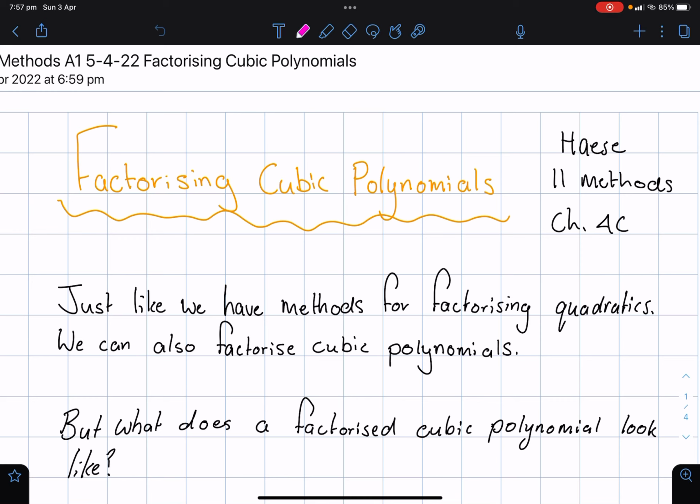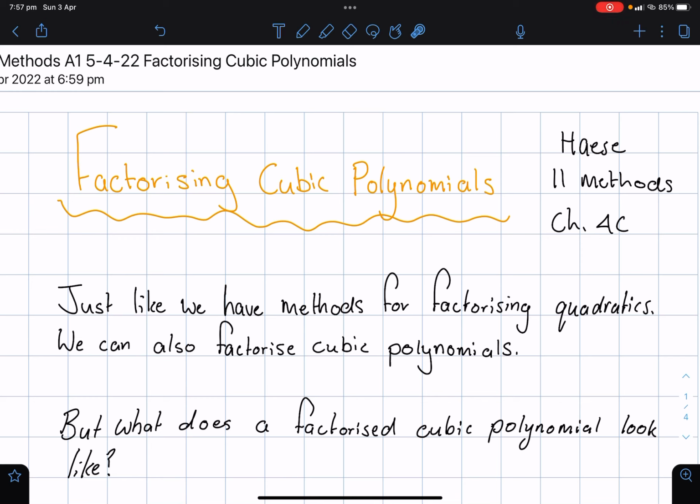If you're following along with the textbook, it's in the 11 Methods textbook, chapter 4C that we're looking at today. Just like we have methods for factorising quadratics, we can also factorise cubic polynomials.